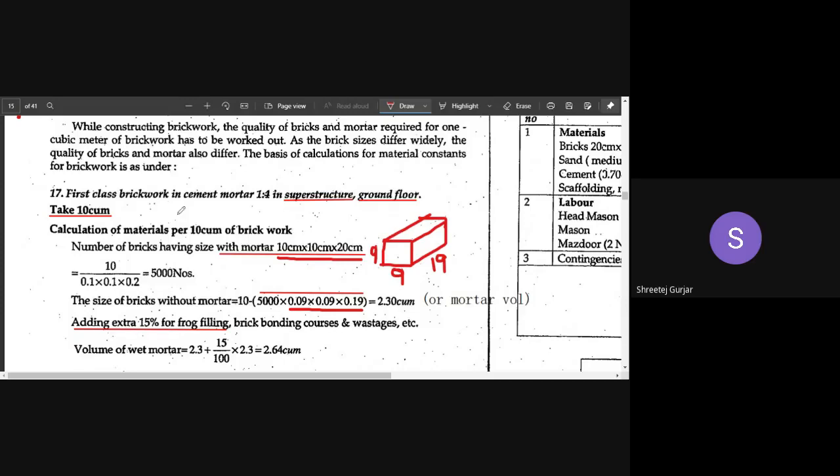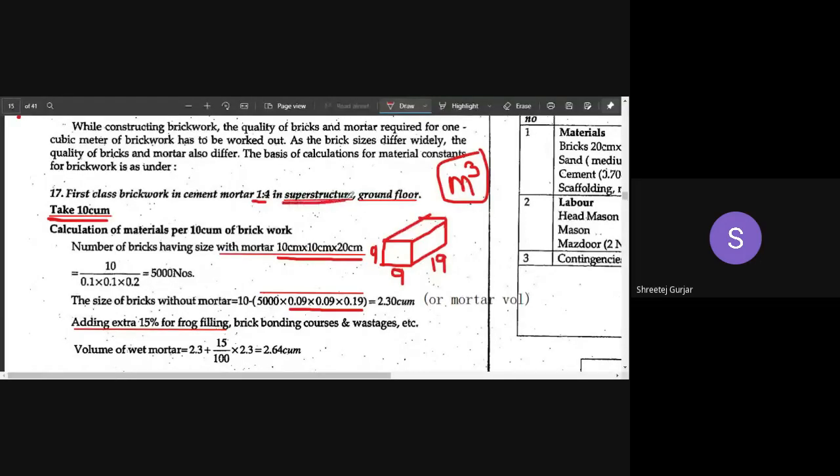In the question what they have given, we have to consider first class brickwork in cement mortar 1:4. Okay, cement mortar 1:4, no problem. Now, take 10 cubic meter. For brickwork, we have to calculate in meter cube. Do not forget, for brickwork, you have to calculate in meter cube. And whenever we want to calculate in meter cube, I have told you we have to assume 10 meter cube as the standard. Then later on, after you arrive at our answer, divide by 10.